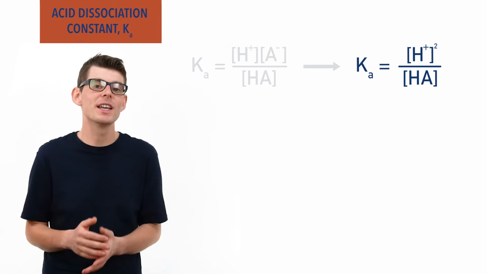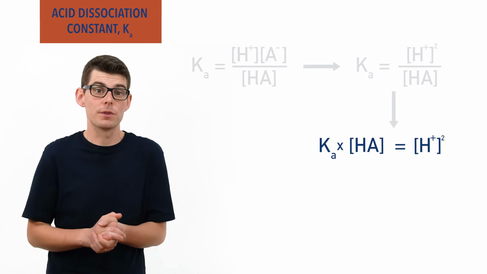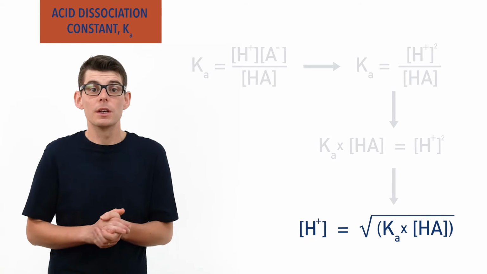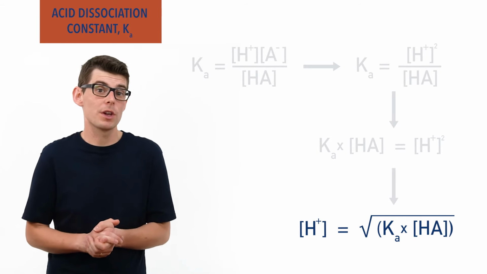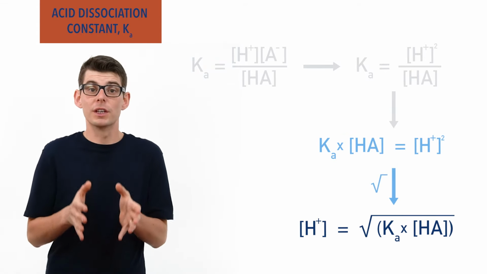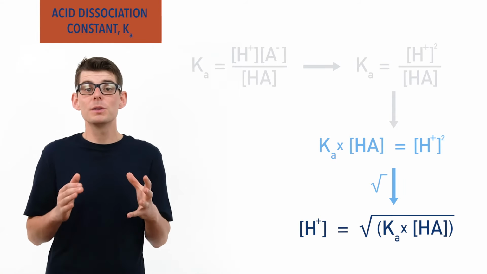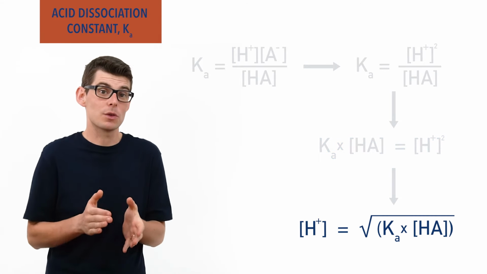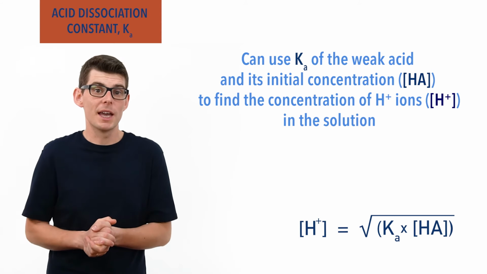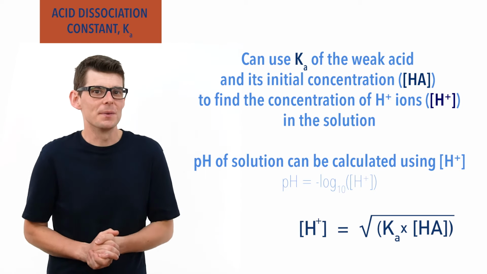A bit of rearranging gives us Ka multiplied by HA concentration equals H+ concentration squared. This can be simplified down to H+ concentration equals the square root of Ka multiplied by HA concentration. For that last step, we just took square roots of both sides of the equation to turn H+ concentration squared into just H+ concentration. By using the value of Ka for the weak acid and its initial concentration, we can find H+ concentration. This could then be used to find pH, as outlined in a separate video about pH. Check the links in the description below.